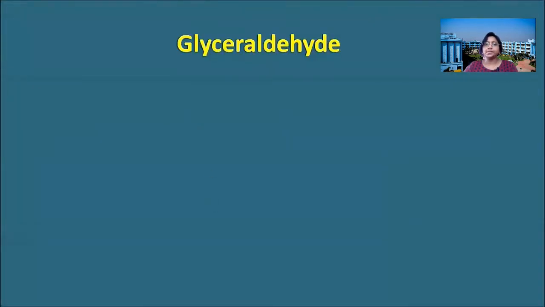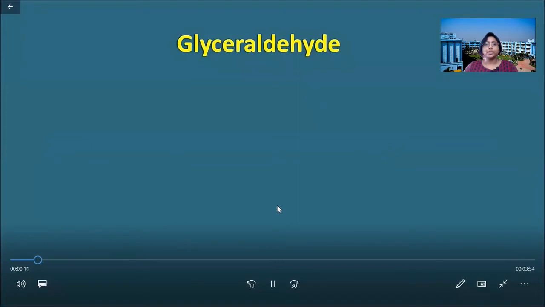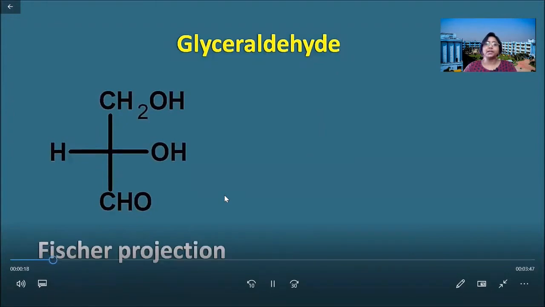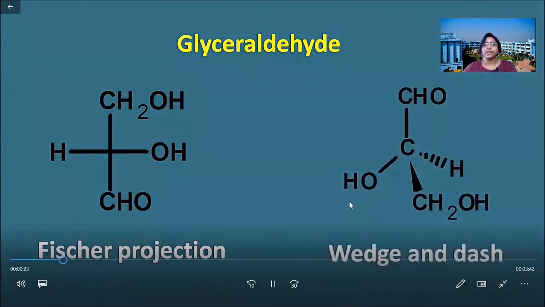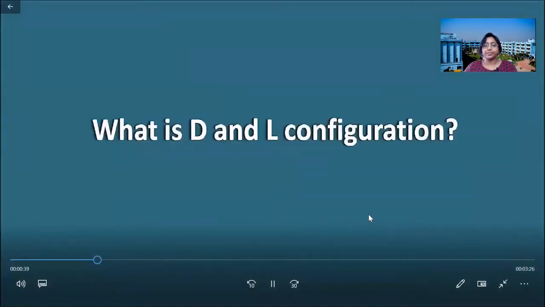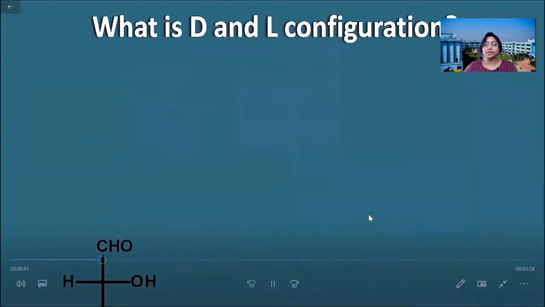So take the glyceraldehyde. The glyceraldehyde structure you have seen. This is the glyceraldehyde, and we can represent it in different ways. The first one is the Fischer projection, and the second one is the wedge and dash projection. This is the wedge and that is the dash. Now which one is D configuration or L configuration? How to understand? Okay, you have learned already.